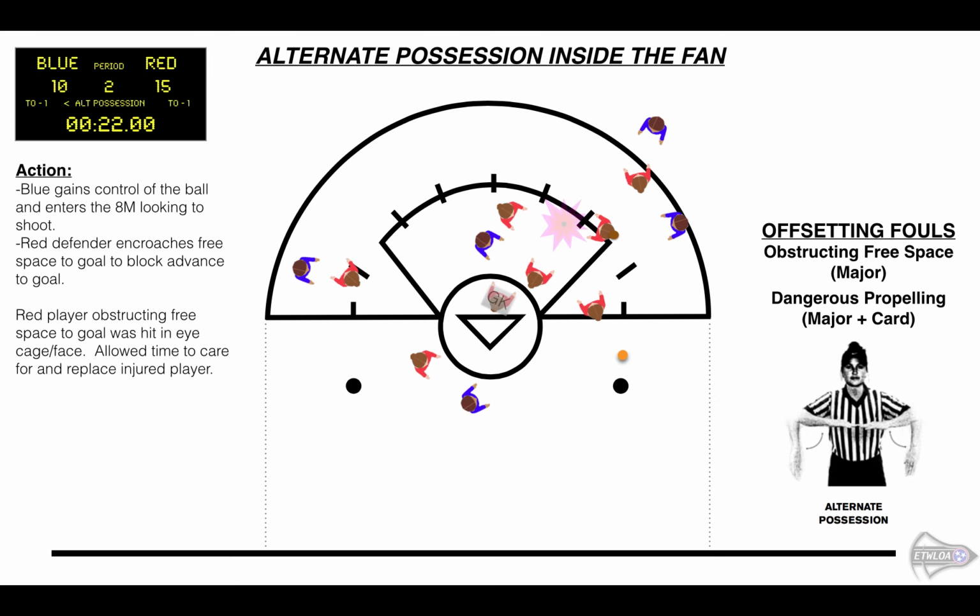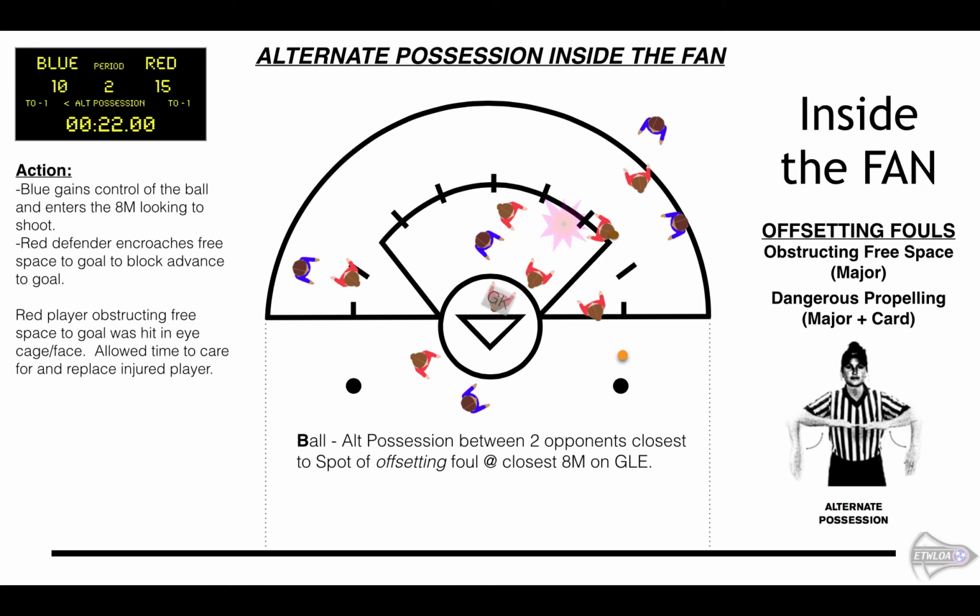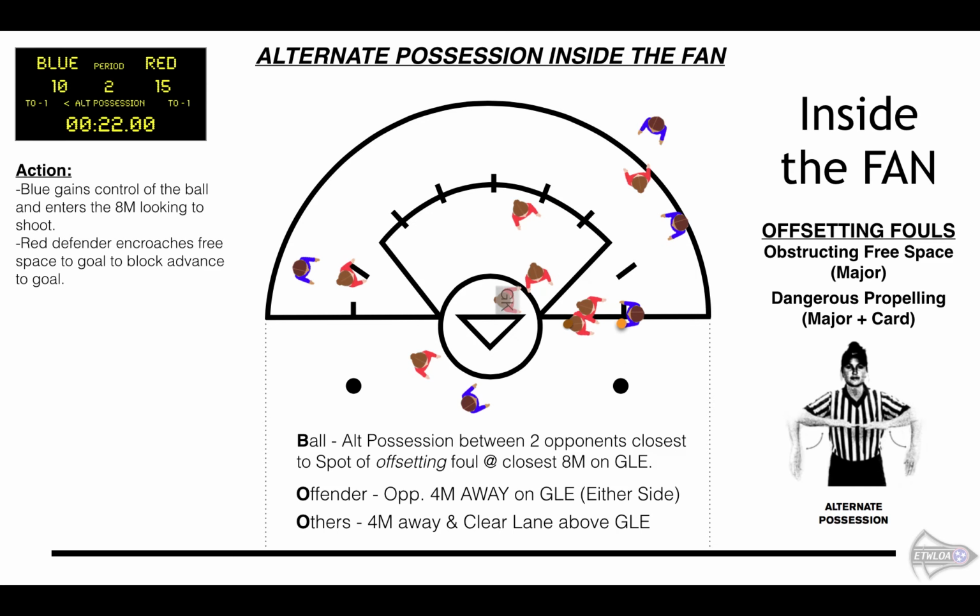When we're in the offsetting foul mode in the critical scoring area above the goal line extended, we need to set up similar to how we set up our goal circle fouls, with one exception, and that exception is what side the opponent of the ball handler gets to line up on. So we'll see that the two opponents closest to the spot of the offsetting foul are the ones going to be involved in administering the alternate possession. And we'll administer this by placing the ball at the closest 8-meter hash on the goal line extended.